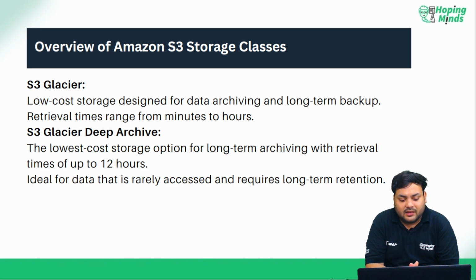Now we have S3 Glacier Deep Archive. It is similar to S3 Glacier, the lowest cost storage option for long-term archiving, with retrieval times of up to 12 hours. If you have data which you are going to access very rarely, you can put it here. The access performance is very low, and if the access performance is low, then the cost will be low. But we should only put data here that we are not going to use very frequently. So this is how we can understand it.